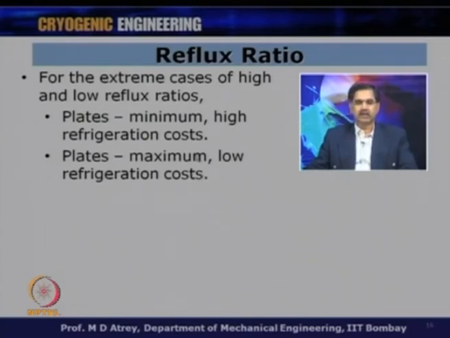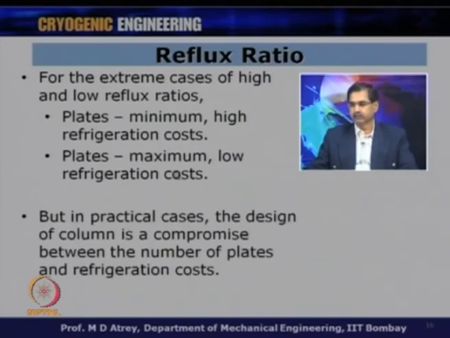Both these cases are not practical, and therefore, for practical purposes, we will be somewhere in between the minimum and the maximum reflux ratios. In practical cases, the design of the column is a compromise between the number of plates and refrigeration cost. I can't have a very high number of plates because my column height will increase. At the same time, I can't spend a lot of money on refrigeration. The cost of refrigeration is very, very important, so I have to compromise between the number of plates and the refrigeration cost.